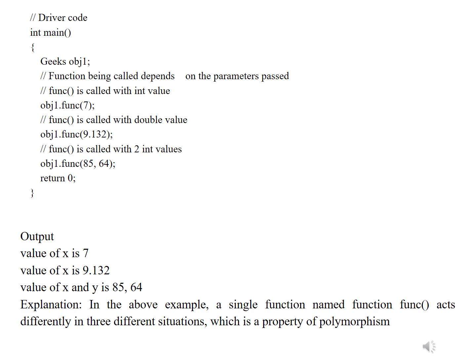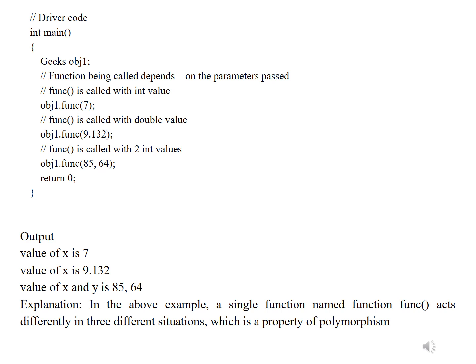Here Greek obj1, so obj1 is an object for the class Greek. The object is calling three different functions with three different types of parameters. So calling the function like this is called function overloading, which we consider a property of polymorphism. So let us see the output. The output will be like this: value of x is 7, value of x is 9.132, and value of x and y is 85 and 64.